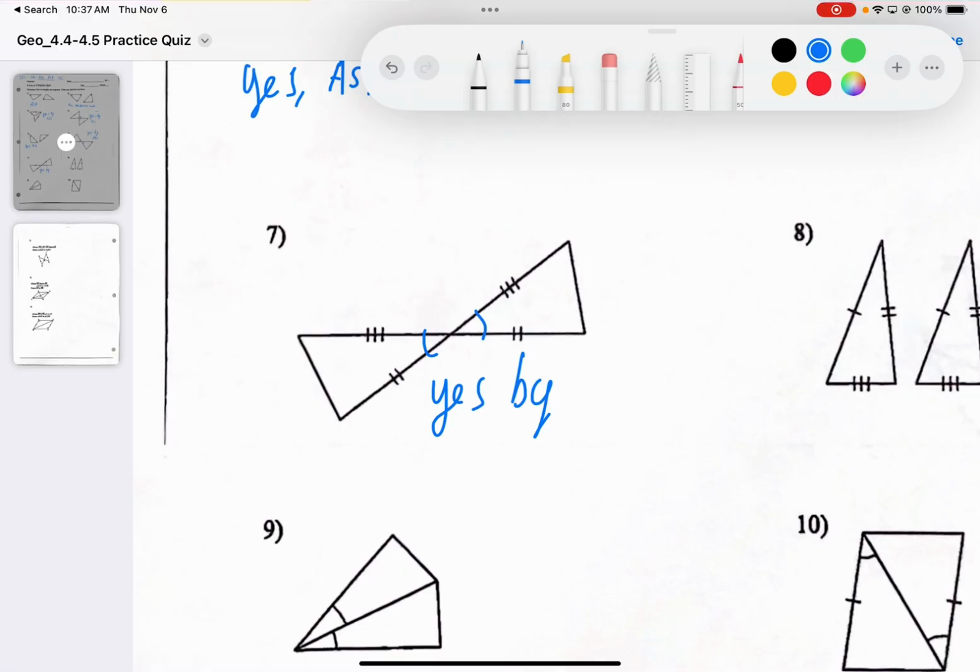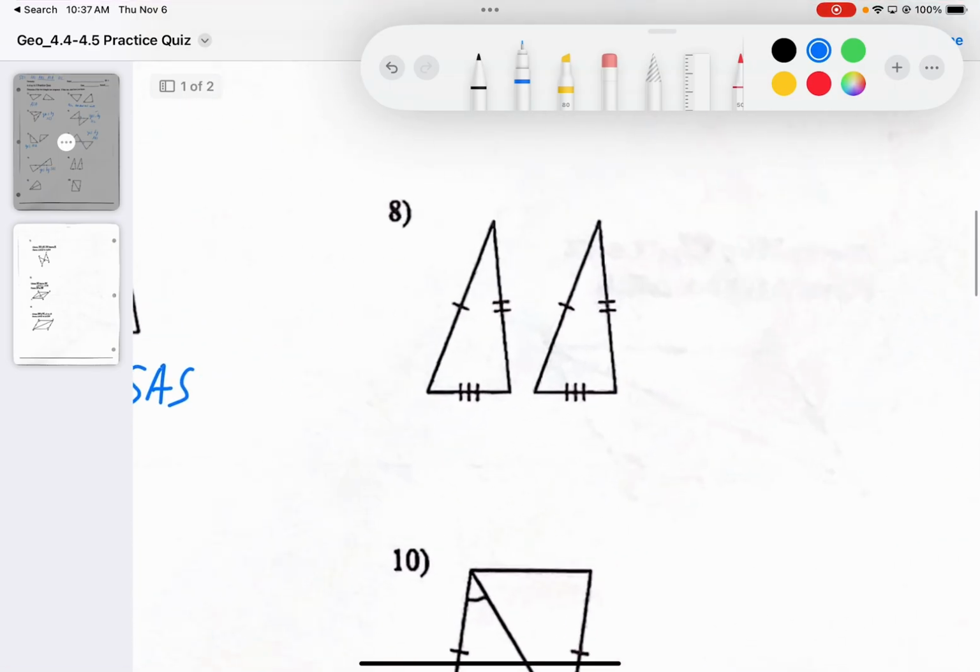Don't listen to them. Listen to yourself. Okay, well, what kind of pieces of information do you have? How many pairs of sides do you have? 2 pairs of sides. Side angle side. So you have 2 pairs of sides and 1 angle, so side, angle, side. Cool, we got there. All right, what about 8?